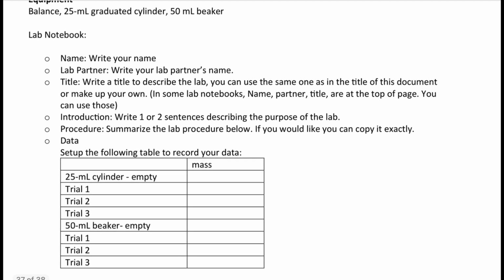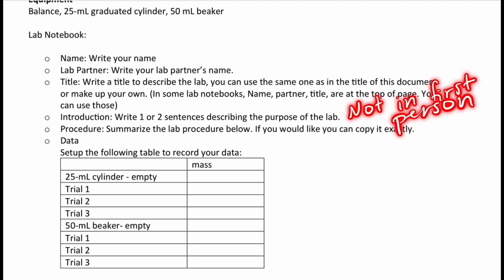Then next, you're going to write an introduction. So you're actually going to write the word introduction, so that I know what portion of the lab this is. And then just write 1 or 2 sentences describing what the point of the lab is. So that's really up to you. Write it as a note, so this is not in the first person. The point of the lab is to blah, blah, blah. I won't say anything because I want you to write it in your own words. Why do you think we're doing this?